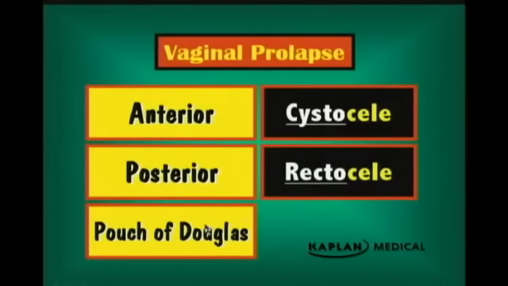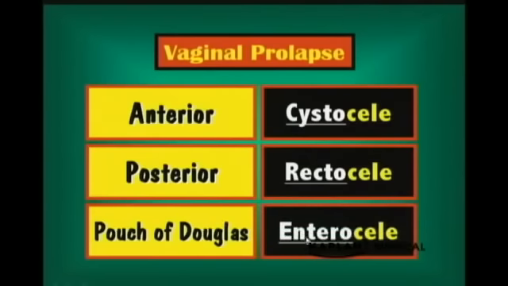If there is a prolapse of the pouch of Douglas, I'll show you what that looks like. We have within that the small bowel, and this is called an enterocele. And the typical prevalence: cystocele is the most prevalent, followed by rectocele, and the least common is enterocele. And I don't have any good explanation why the cystocele is the most common.